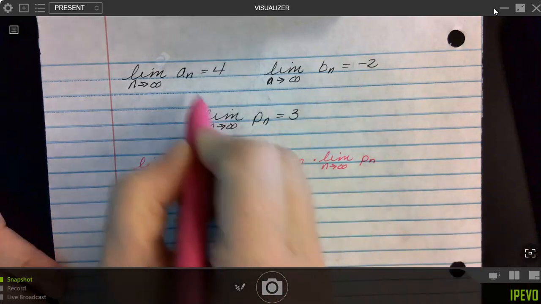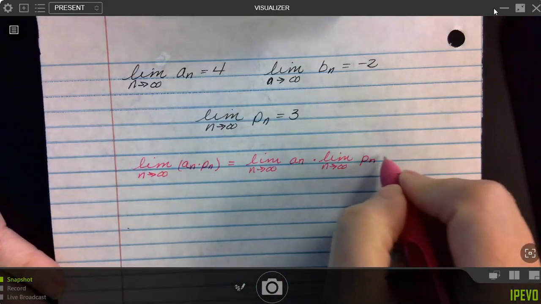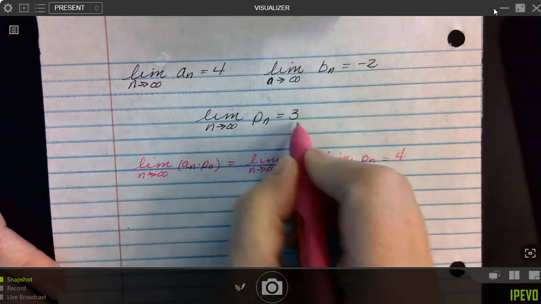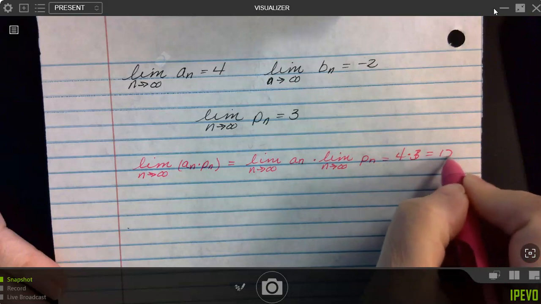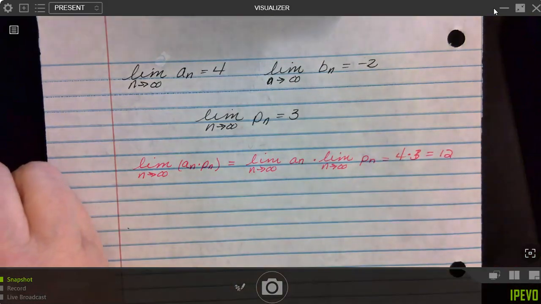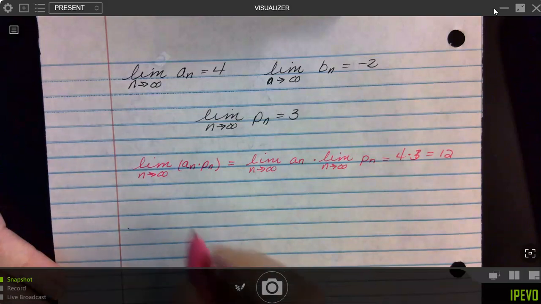Well, the limit of a sub n was 4. The limit of p sub n was 3. So my limit of the two sequences multiplied together would be 12. That's what these properties allow us to do.